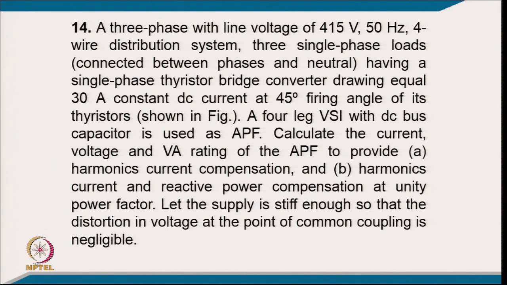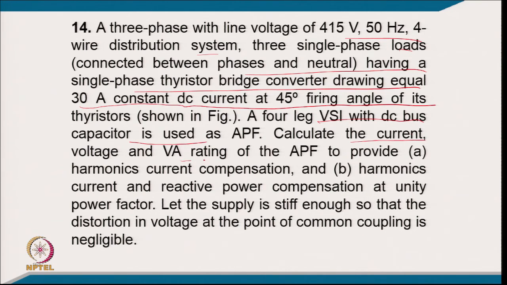So, coming now to the fourth numerical problem. A 3-phase, 4-wire distribution system with line voltage of 415 volt, 50 Hz, has 3 single phase loads connected between phases and neutral, each a single phase thyristor bridge converter with a constant DC current of 30 ampere at a 45 degree firing angle of the thyristor, and a 4 leg VSI with a DC bus capacitor is used as the active power filter.